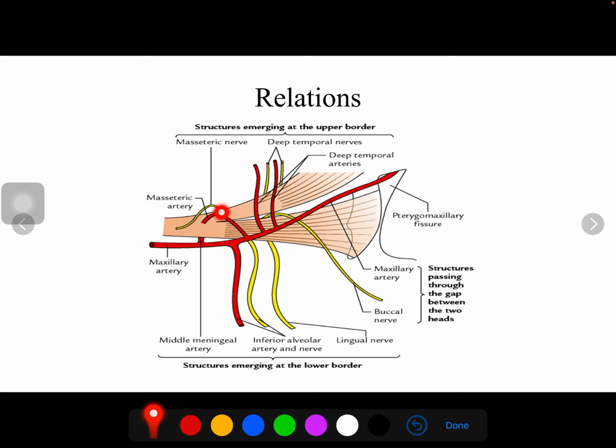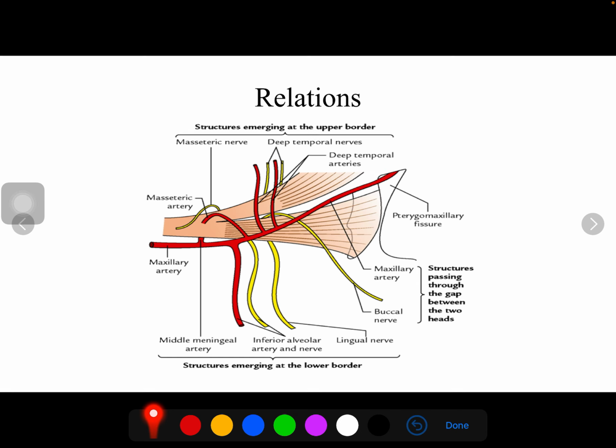The structures related to the upper margin of the lateral pterygoid muscle are the deep temporal nerve and masseteric nerve with accompanying vessels. Deep temporal nerve and vessels, masseteric nerve and vessels, that is emerging on the upper margin of the lateral pterygoid muscle. The next one, the structures passing between the upper and the lower head of the lateral pterygoid muscle. The structures are buccal nerve, maxillary artery that enters to become the third part.